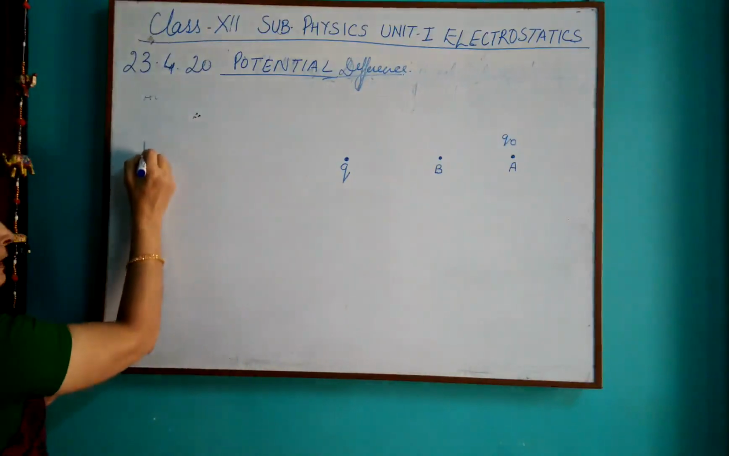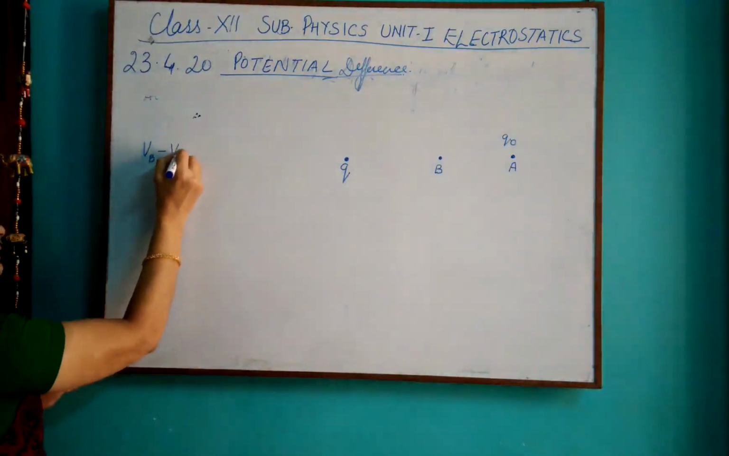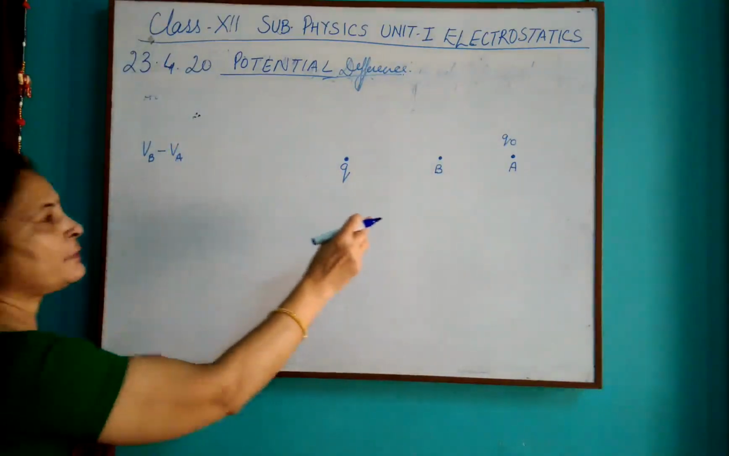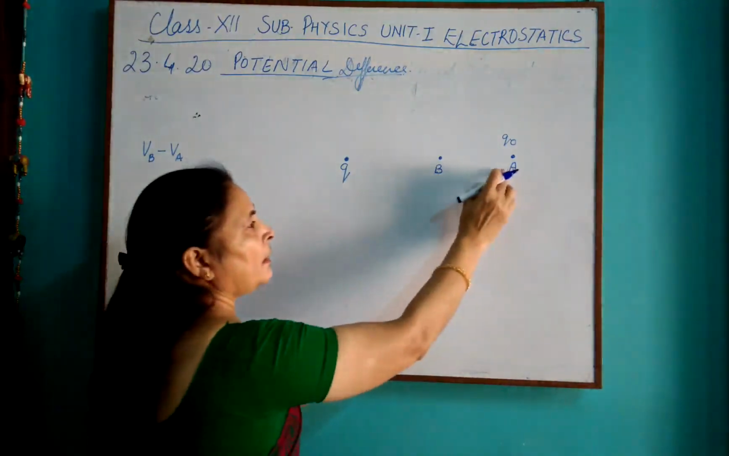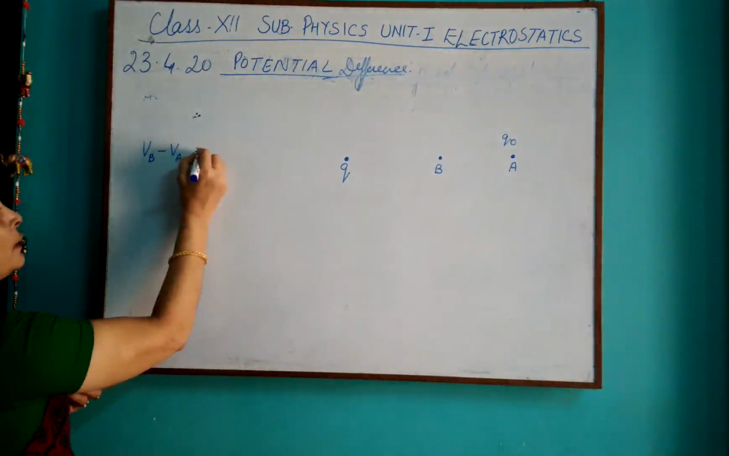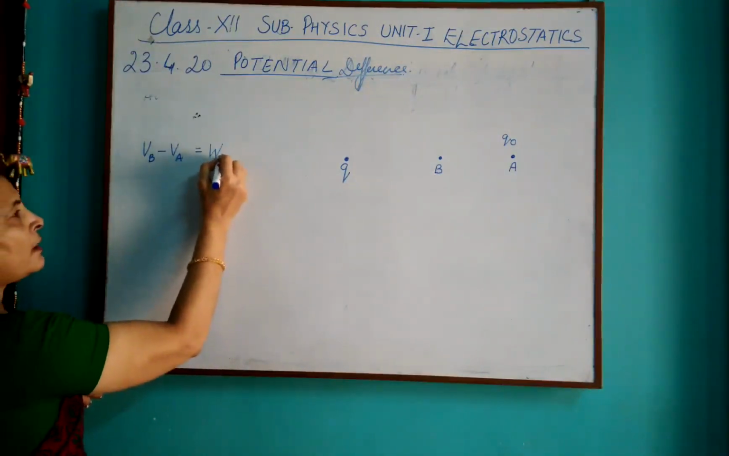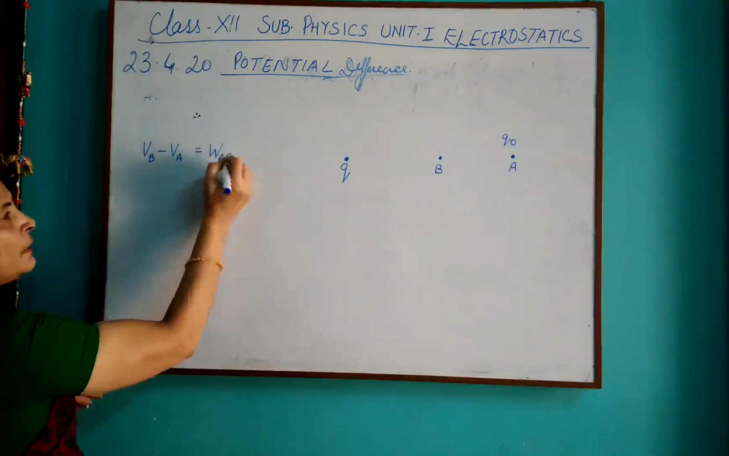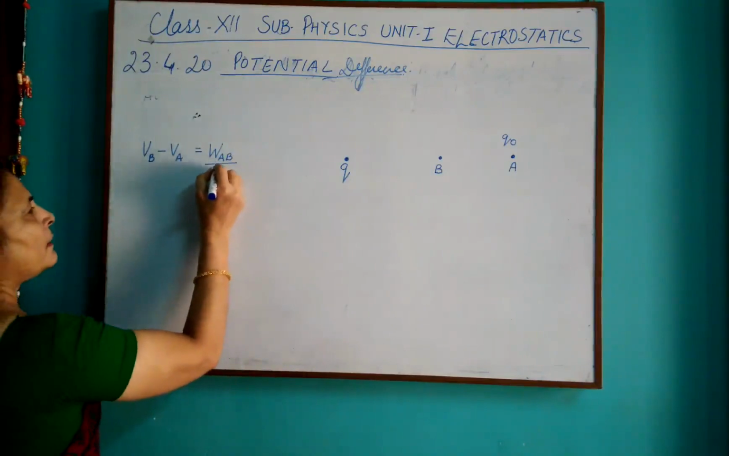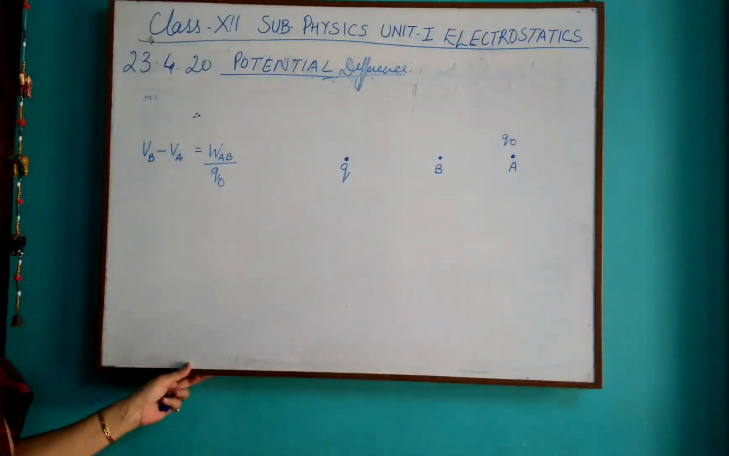Now this will be defined mathematically as potential difference. What I am going to find out? Potential difference between points A and B. So this will be equal to the work done in moving the charge from A to B in the field divided by the test charge which is being moved.